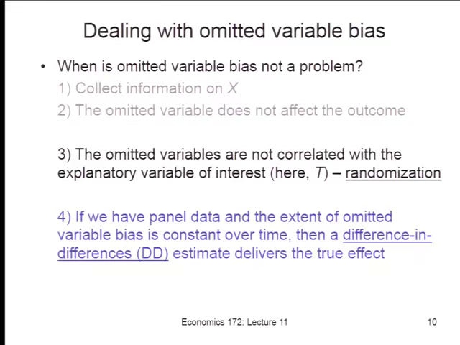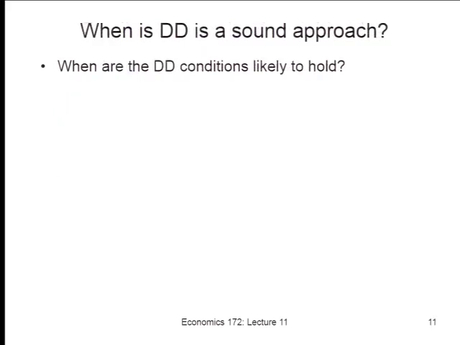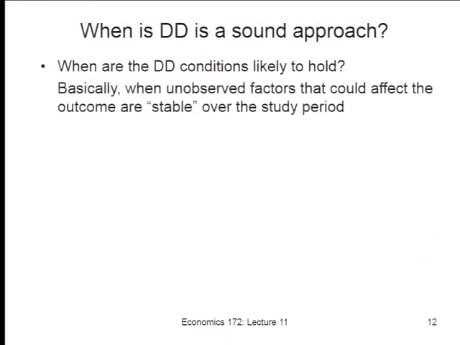We could have just relied on one follow-up survey, and we would have had an unbiased estimate of the treatment effect. Here we need panel data, so there are more severe data needs, and we have to make a stronger assumption, which is this assumption about omitted variable bias. So it's a more restricted method, but it can be useful in some cases. One of these conditions is likely to hold basically when unobserved factors are stable over time.